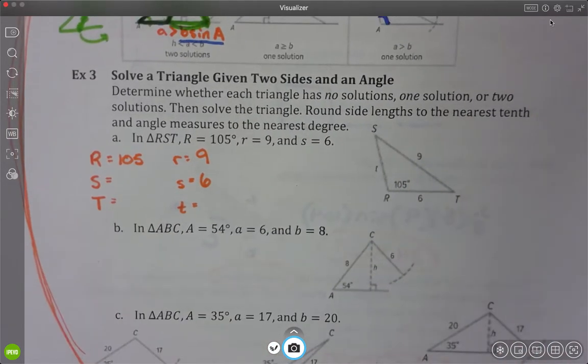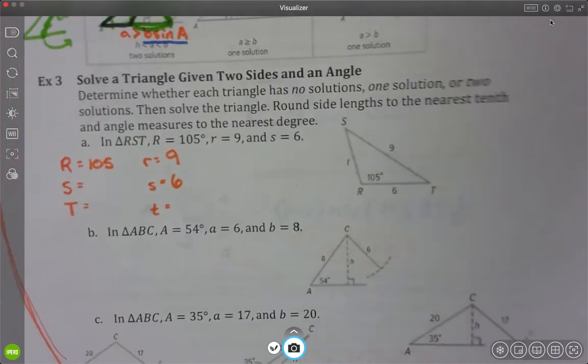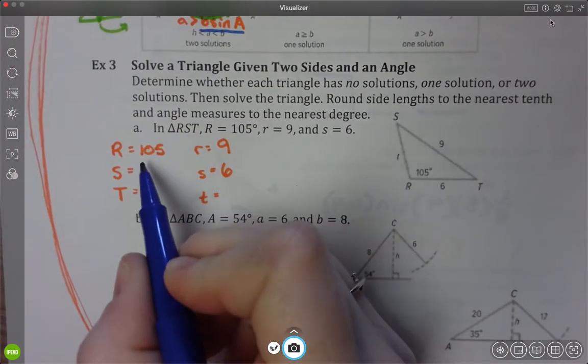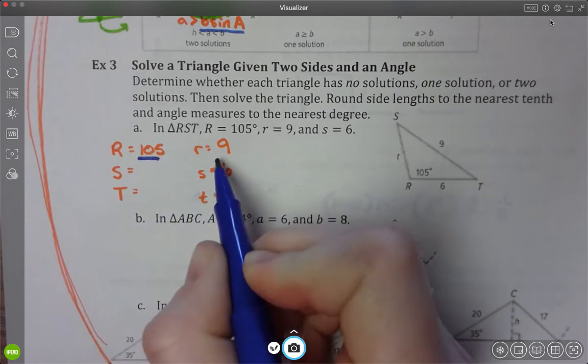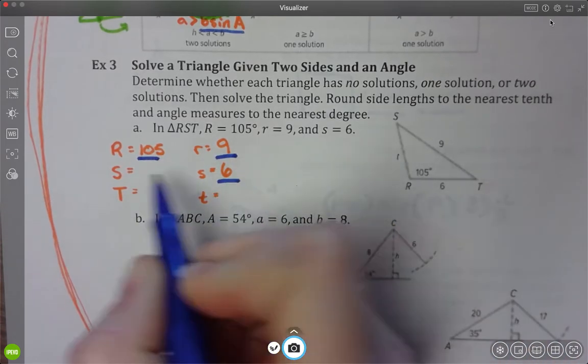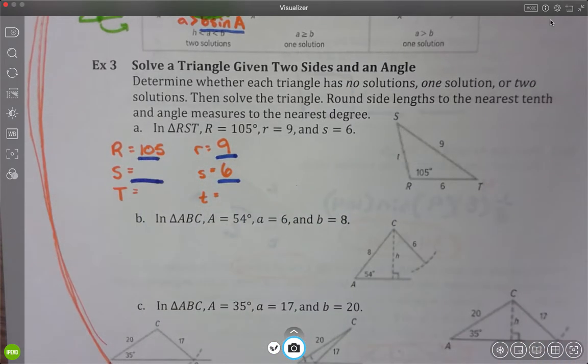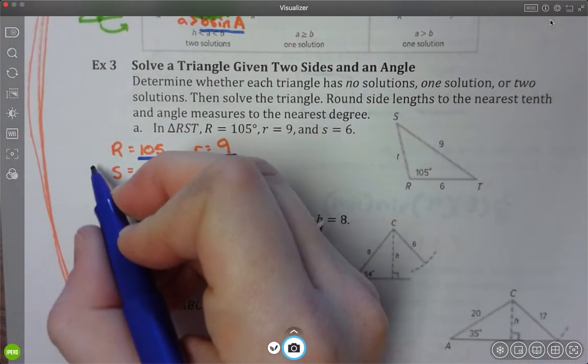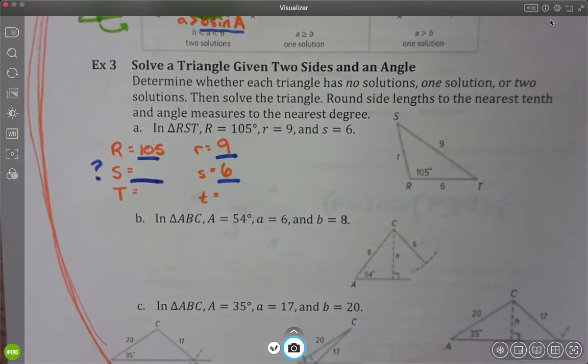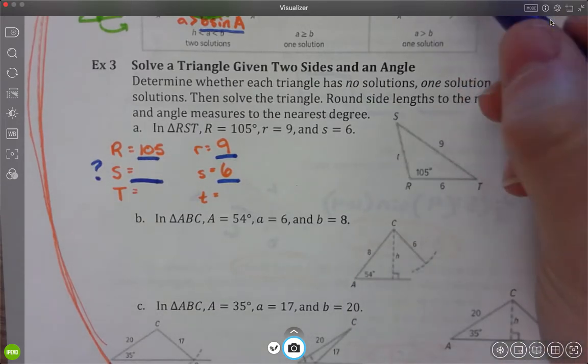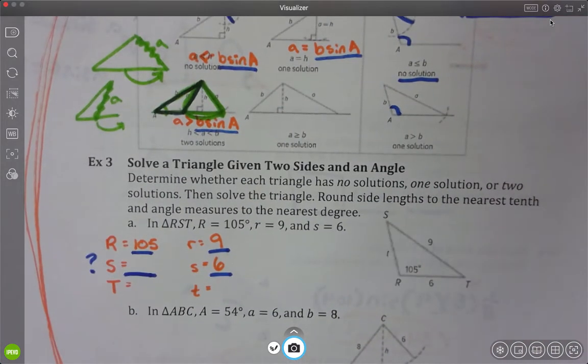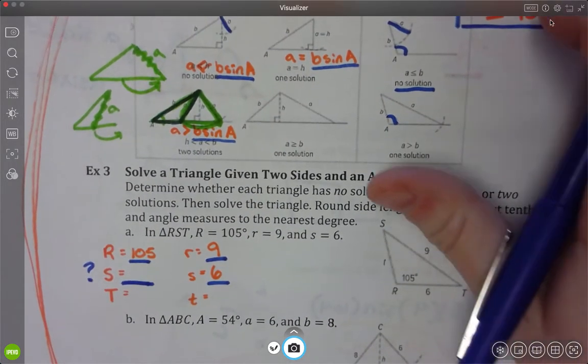Basically, if I were to set up my law of sines, I would have an R match up with an R, and this would match up with S, which we don't know. So that's one thing that we need to solve for. But let's see how many solutions this will have. Will it be a scenario where we don't have any solutions, where the other side is not long enough?